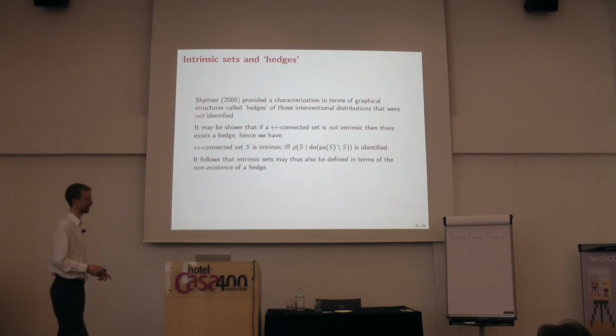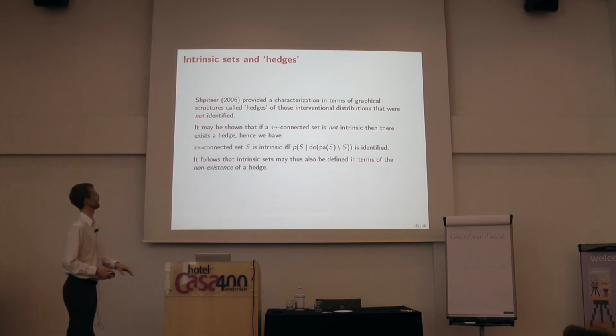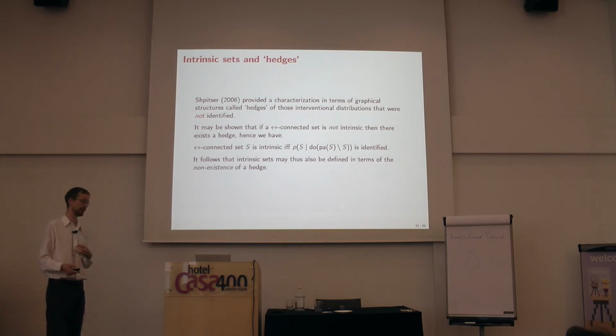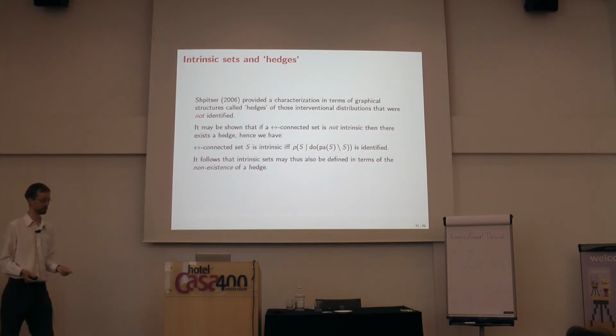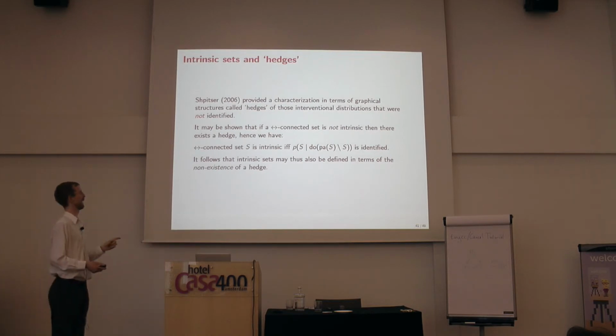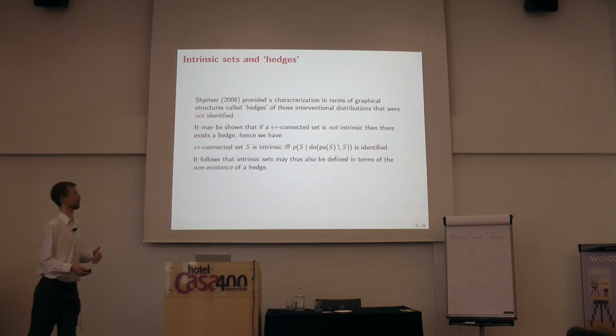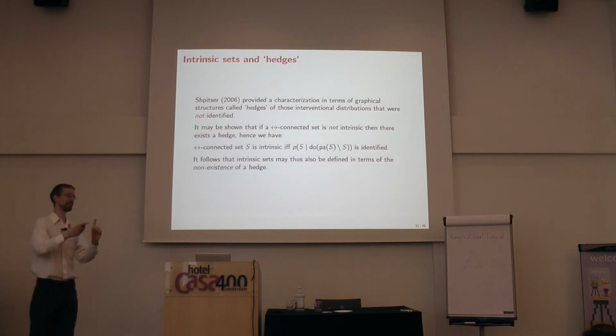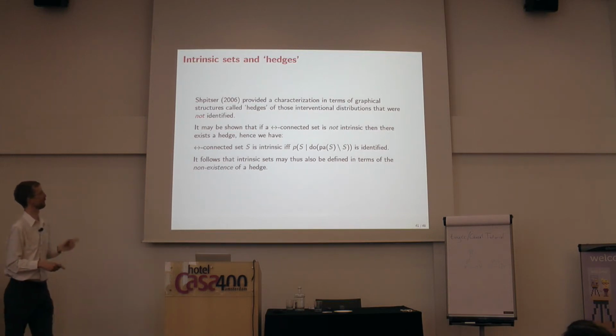Just to relate this a little bit to previous work, Shpitser came up with a characterization of which were the graphs where things were not identified. This was part of his completeness proof. And he showed that if there's a structure called a hedge, then the interventional distributions were not identified. And so a hedge is like the complement of an intrinsic set. So if a bidirected connected set is not intrinsic, then there exists a hedge.